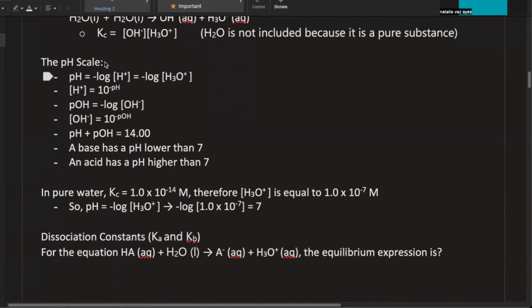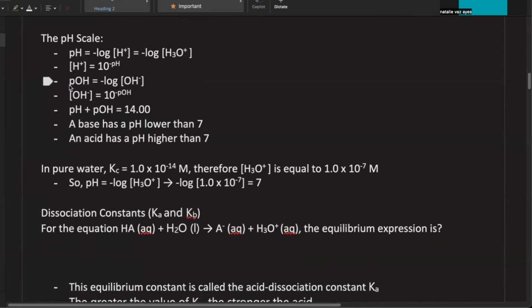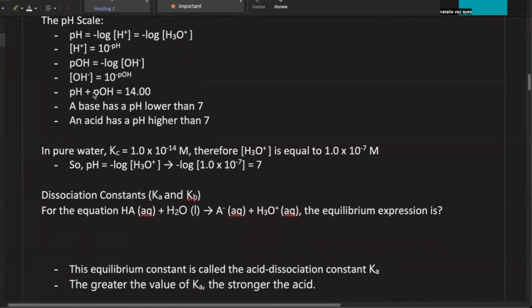Next, we're looking at the pH scale. pH is equal to the negative log of H plus, which is equal to the negative log of H3O plus. And conversely, H plus is equal to 10 to the negative pH. Very similarly, pOH is equal to the negative log of the concentration of hydroxide ions. And just like H plus, the OH minus concentration is equal to 10 to the negative pOH. Then you're going to find pH plus pOH is always equal to 14.